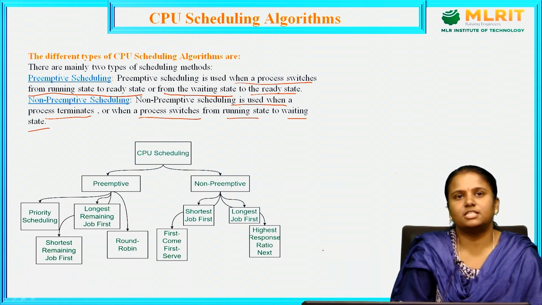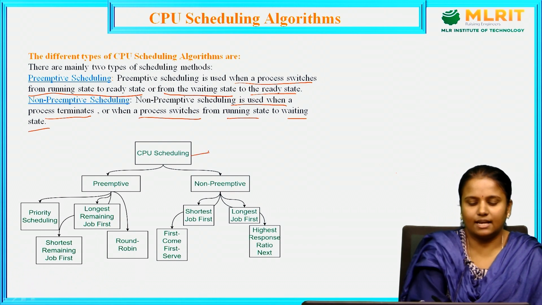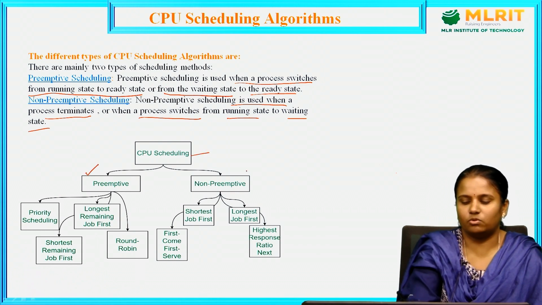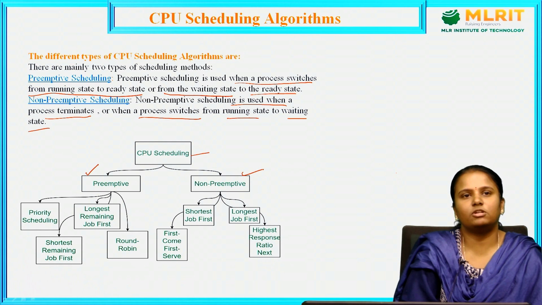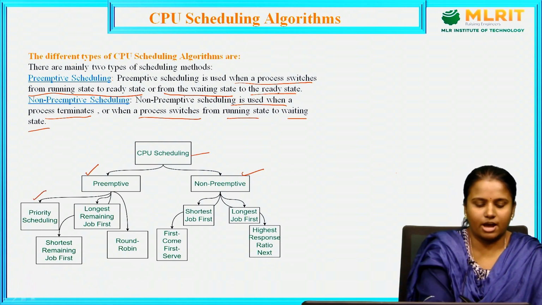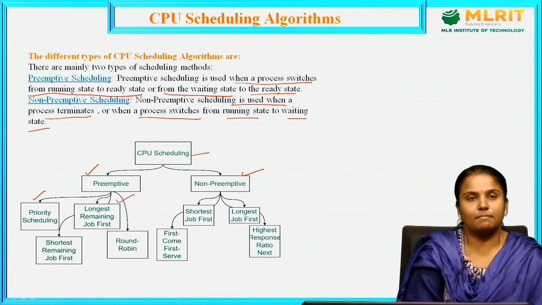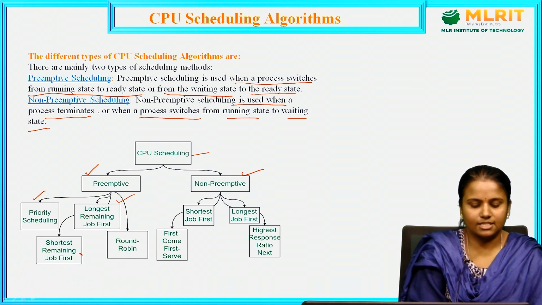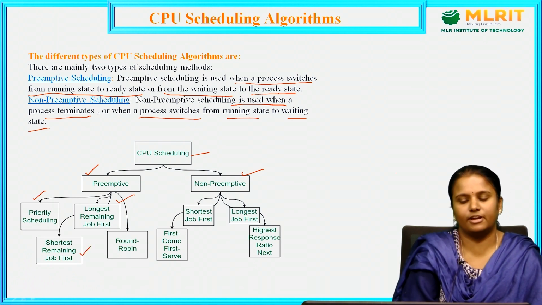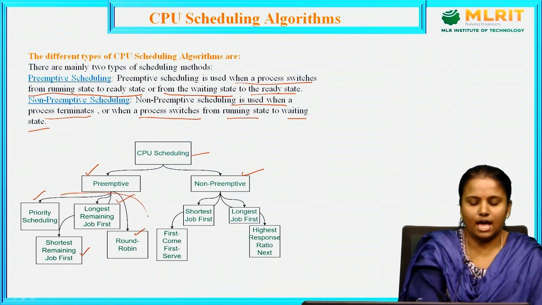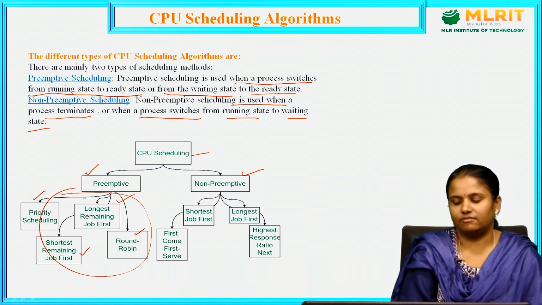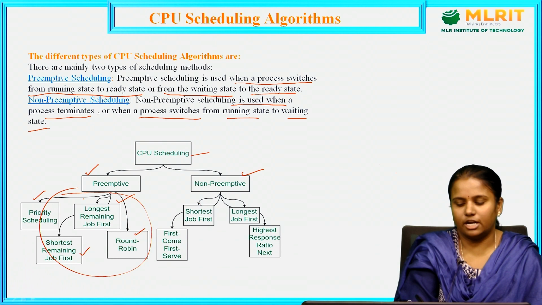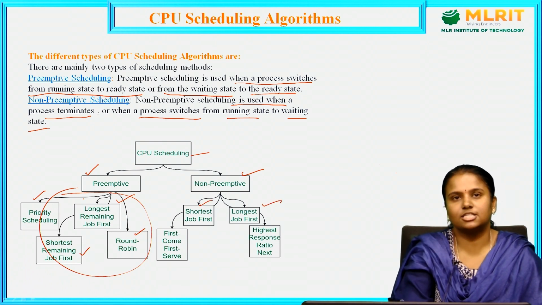Let us see how the CPU scheduling algorithms are divided. They are divided into two types, preemptive and non-preemptive. The preemptive scheduling algorithms are priority scheduling, longest remaining job first, shortest remaining job first, and round robin. Whereas the non-preemptive ones are shortest job first, longest job first, first come first serve, and highest response ratio next.